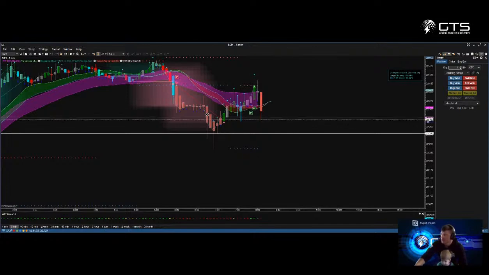It looks like we're kind of breaking down into this, but with the Heikin Ashi candles, I really like these because it kind of shows you where the bulk of the volume is.